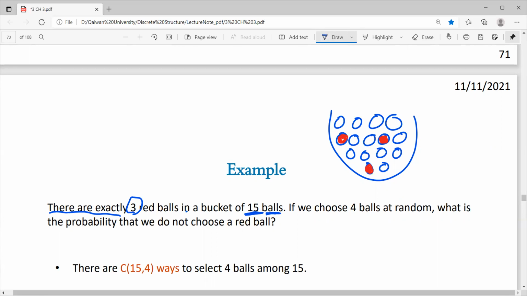It says, if we choose 4 balls at random, what is the probability that we do not choose a red ball? We have 3 red balls. So how many more balls do we have which are not red? 12. We have 12 more balls. 3 of them are red, so the rest is 12. That means here we have 12 non-red balls and 3 red balls.